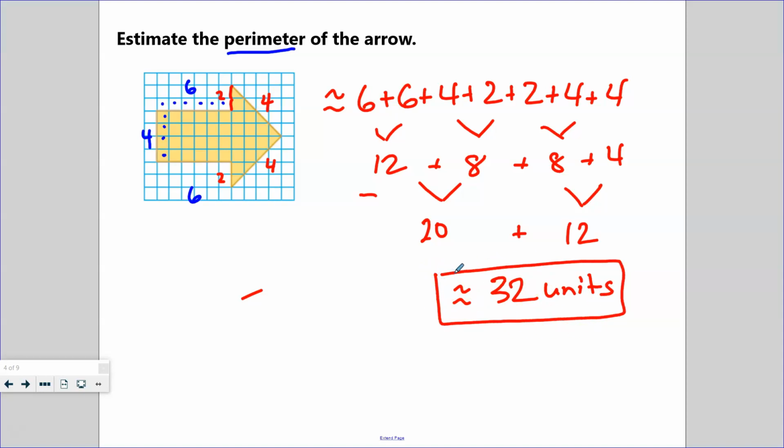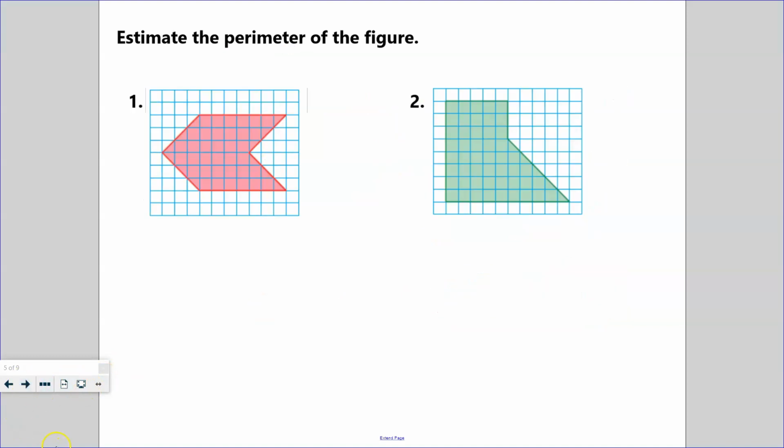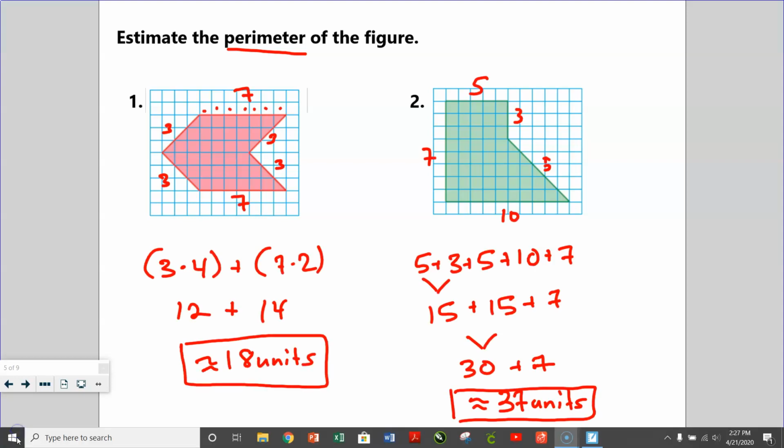So now we want to look at the next couple, which are for you to do on your own. So I'm going to push pause and let you find the perimeter of the figure. So estimate it, and we'll come back on and check in a second. Push pause now and try them yourself, and then come back on, and the answers will be there for you.